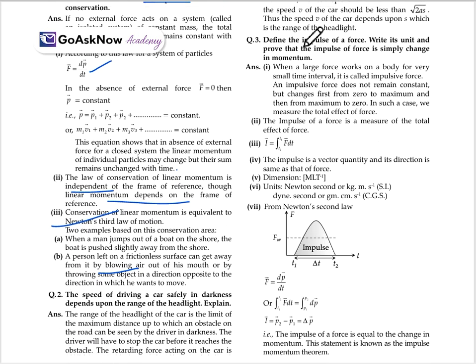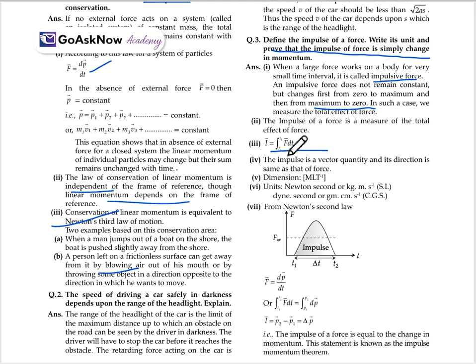Now, define the impulse of a force, write its unit and prove that the impulse of a force is the change in momentum. When a large force works on a body for a very small time interval, it is an impulsive force. An impulsive force does not remain constant but changes from zero to a maximum and back to 0. In such a case, we measure the total effect of the force. The impulse of the force is the measure of the total effect.